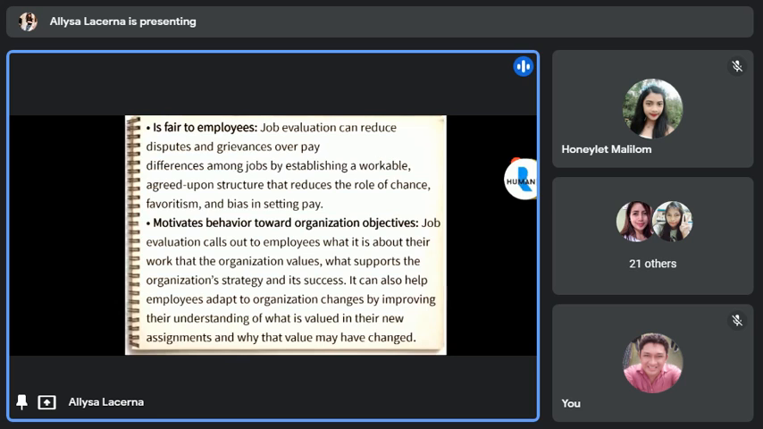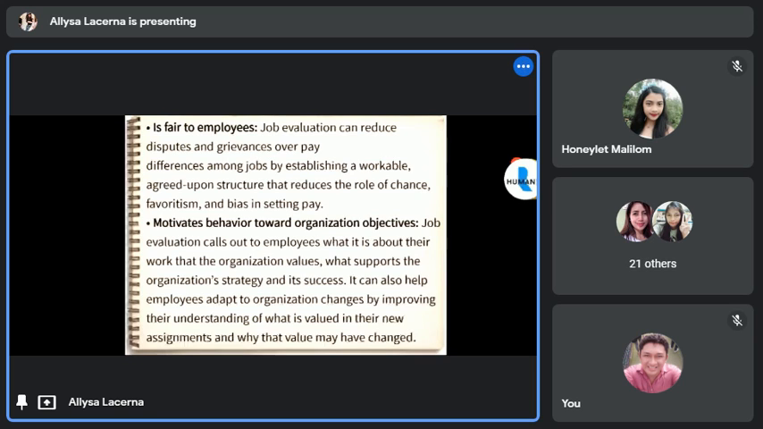Is fair to employees. Job evaluation can reduce disputes and grievances over pay differences among jobs by establishing a workable, agreed-upon structure that reduces the role of chance, favoritism, and bias in setting pay. Dito naman masasagot yung kahalagahan ng pagiging fair sa assessment of employees.